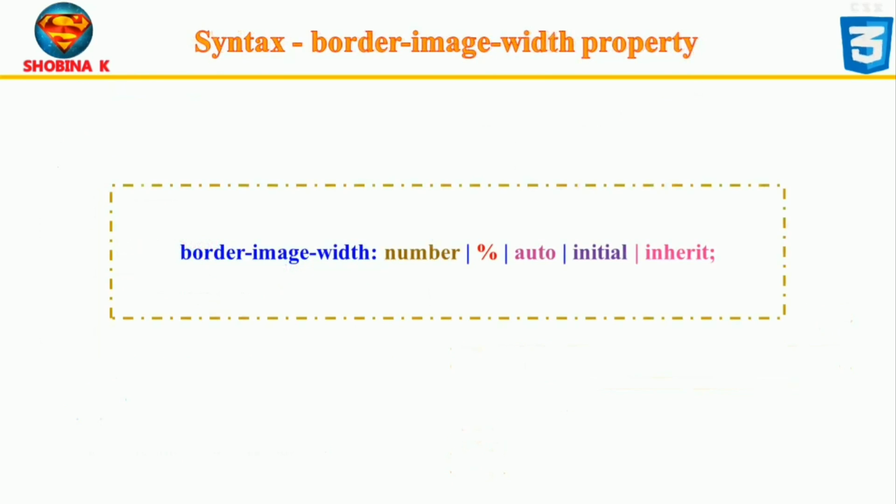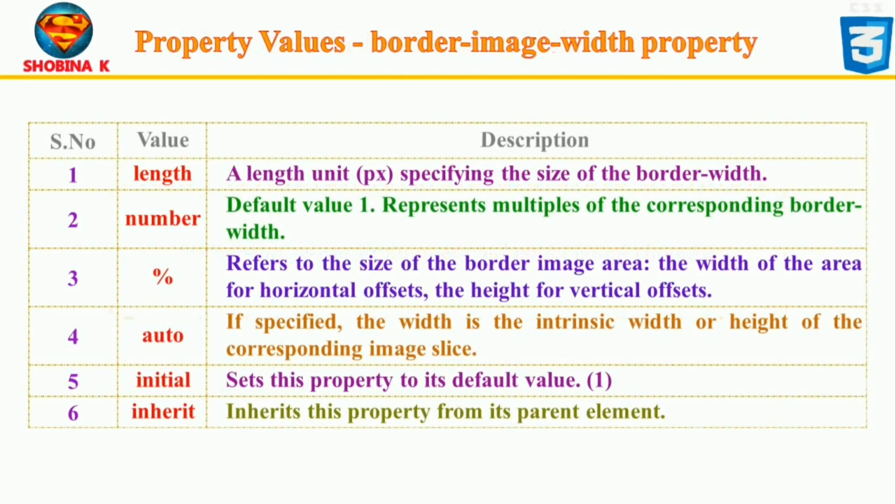This is the formal syntax for border image width property. The length unit specifies the size of the border width. The number specifies the width of the border. It represents the multiples of corresponding border width, and it must not be negative. The default value is 1.